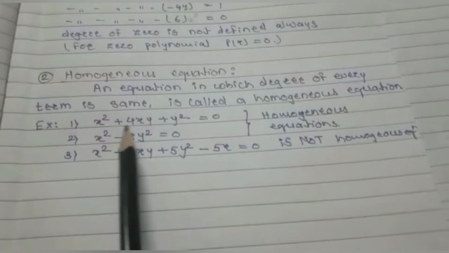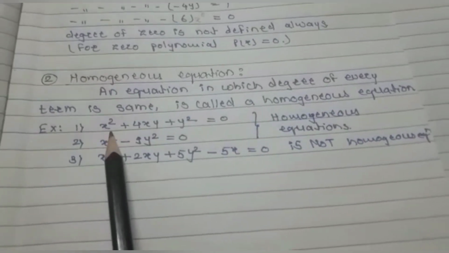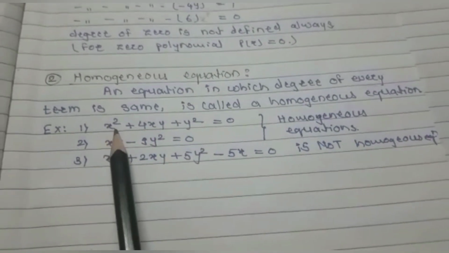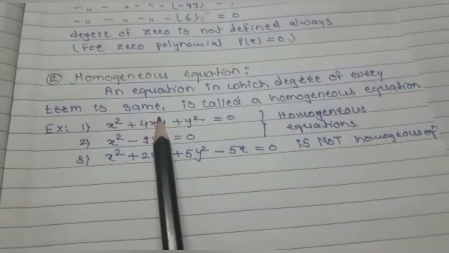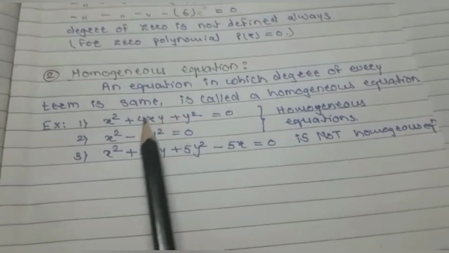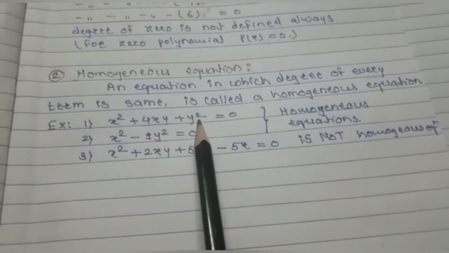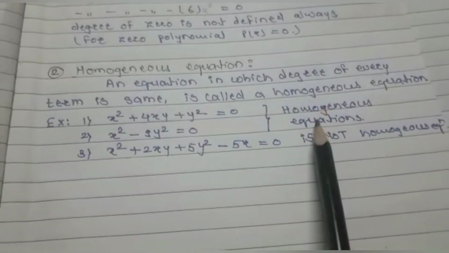Now see some equations which are homogeneous equations. The first one is x square plus 4xy plus y square is equal to 0. Here the degree of the first term is 2, degree of 4xy, that means index value of x is 1, index value of y is 1, so 1 plus 1, that will be 2, that means the degree of the second term is also 2, degree of y square, the third term, is also 2. That means this is an example of a homogeneous equation.